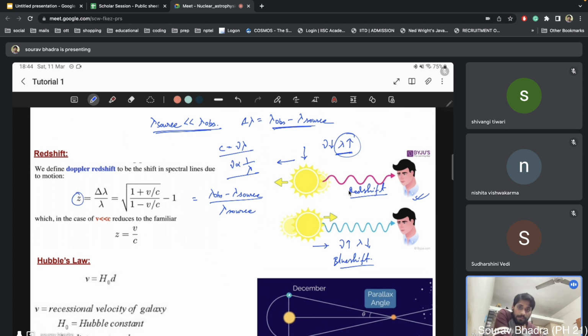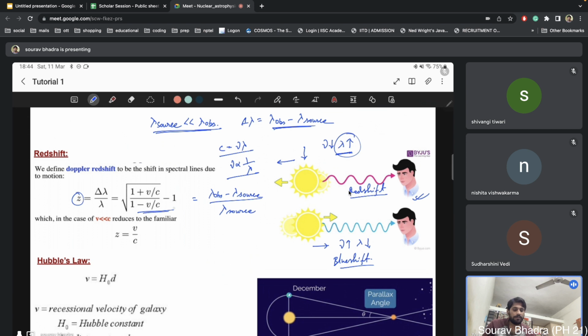Now, I was telling about the classical thing. As you know, light generally travels with the velocity c. That is why we need a relativistic correction for the Doppler shift or redshift for light, and that is why this expression comes into the picture. I will not derive it, just remember that whenever you see a v by c term, it is coming due to relativistic effect. So z is equal to the square root of (1 plus v by c) by (1 minus v by c), minus 1.